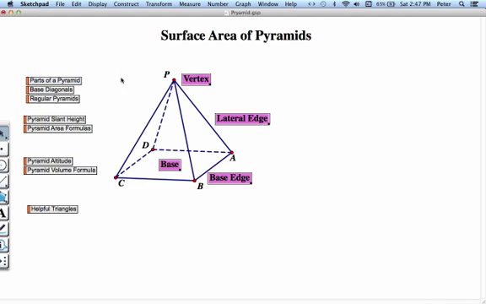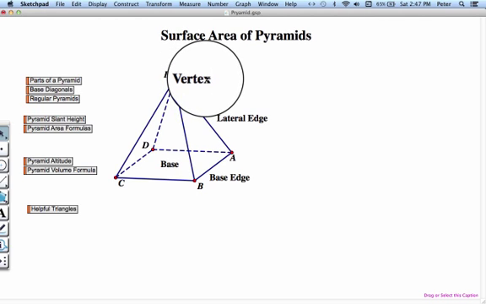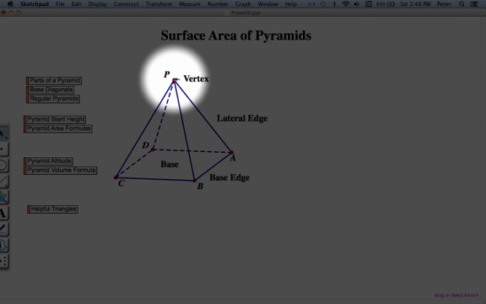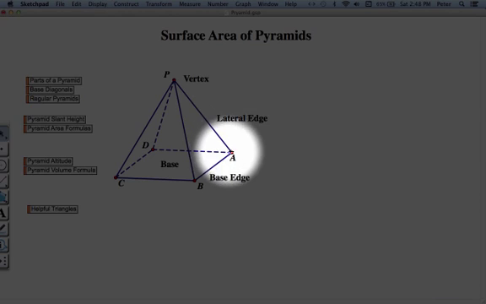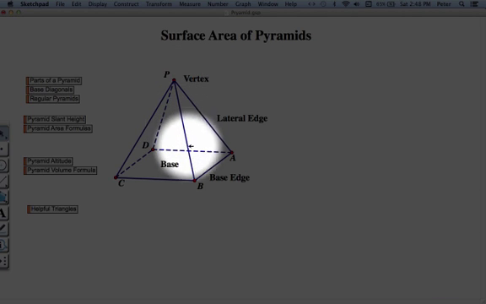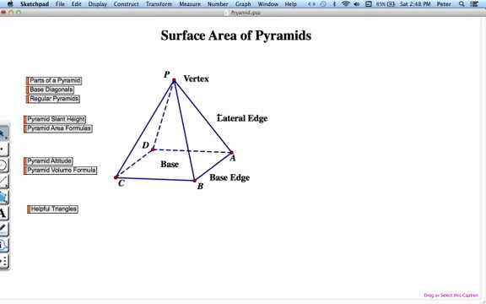Let's look at the parts of a pyramid, and we'll notice that P, where the lateral faces meet, is the vertex. Running from the vertex down to each of the vertices of the base are lateral edges. Lateral edges are where the lateral faces meet. They meet at lateral edges.